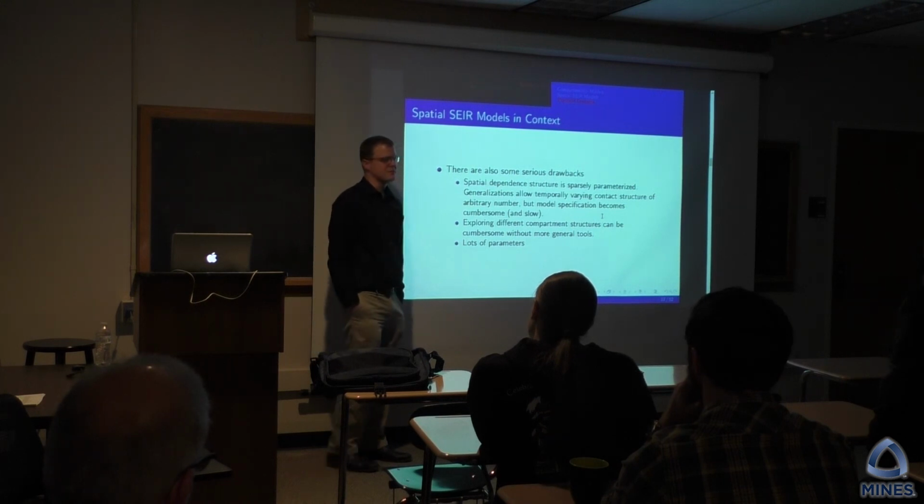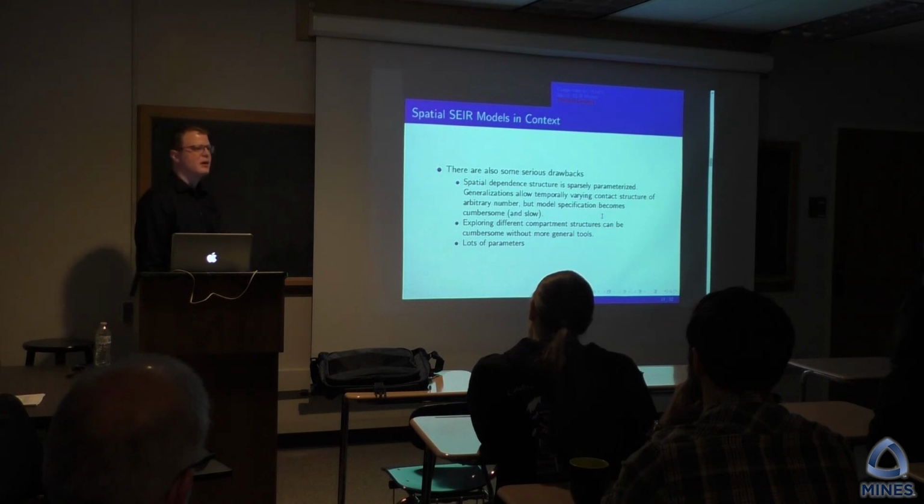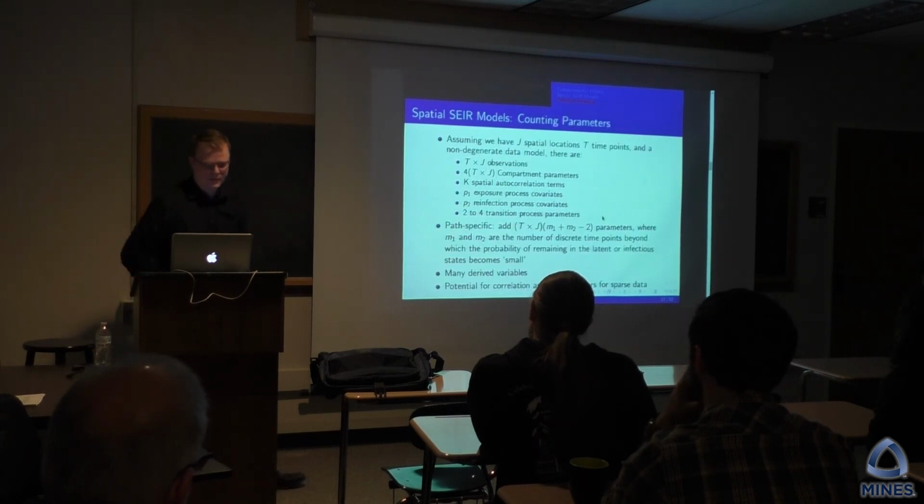There are lots of parameters. And by lots of parameters, what do I mean? I didn't specify many covariates. I didn't specify all that many spatial autocorrelation terms. So where does the latent space come from? What is the parameterization problem that we have?